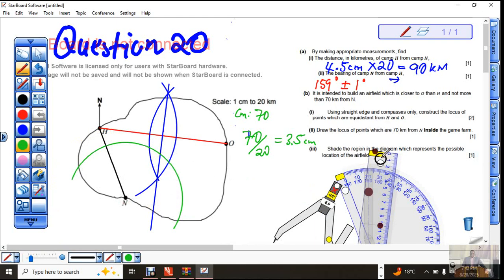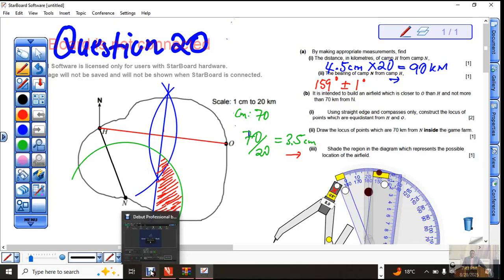Now they say shade the region in the diagram which represents the possible location of the field. We know that it is closer to O than it is to H, and it's not more than 70 kilometers from N, so it cannot be over there. So the place that you are going to shade is this region over here. This is the region you are supposed to shade. So that is how your shading should be. Of course, remember from N, you have 3.5 centimeters as you work it out.